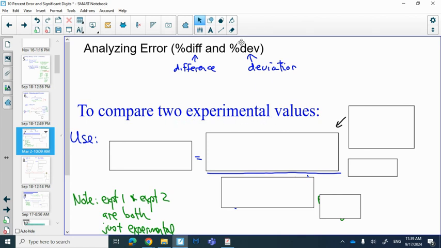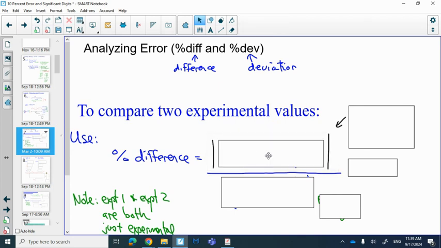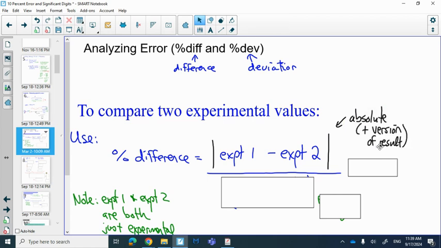If you're comparing two experimental values that are sort of on equal footing, if you don't have a reason to trust one more than the other, then you want to just find the difference between the values. And those bars at the end, you might have seen those in math class. That's called absolute value. Absolute value just means you don't care if it's a negative. You just do the positive version of it. There's no such thing as a negative percent difference. You just talk about the percent difference.